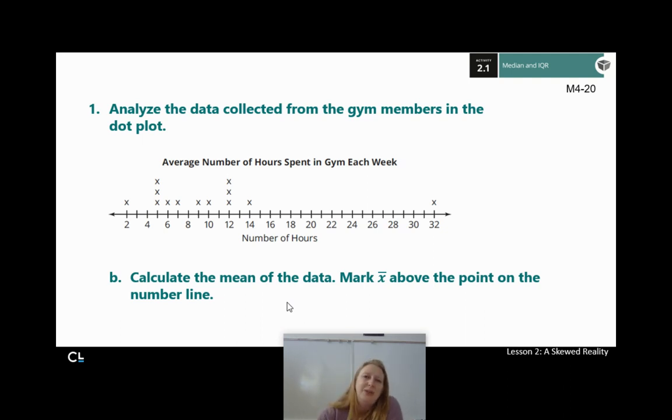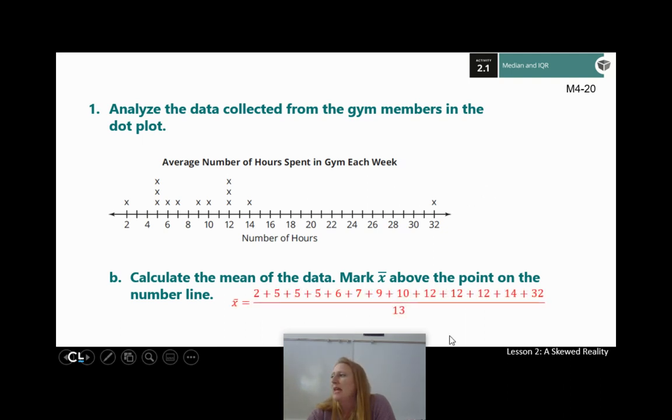All right, this is the easy one. You know how to find the mean. We're going to add all these up: 2 plus 5 plus 5 plus 6 plus 7 plus 9 plus 10 plus 12 plus 12 plus 12 plus 14 plus 32. And we need to divide, right? How many are there? 1, 2, 3, 4, 5, 6, 7, 8, 9, 10, 11, 12, 13. So I need to add them all up and divide by 13.